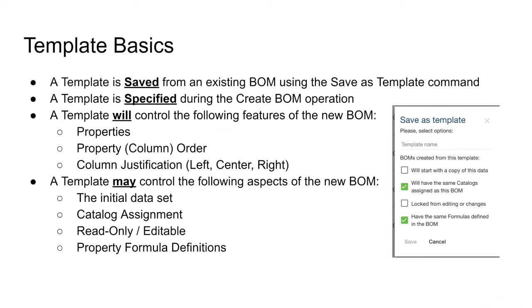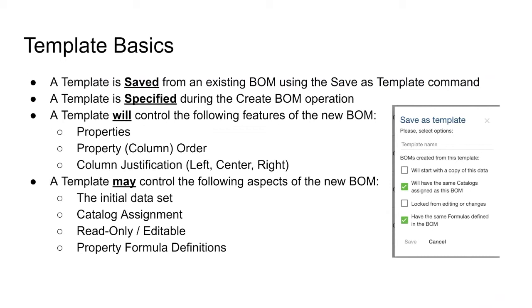A template is created using the save template command. We're going to go through that in detail. A template is specified during the create BOM operation. So we save it and then we use it. A template will control the following features: properties, column order, and column justification. And we'll see a little example of that. A template may optionally control some additional settings, and that has to do with an initial data set. Maybe you like 2 or 3 lines of data always to be present in every one of your BOMs. You can have that in the template.